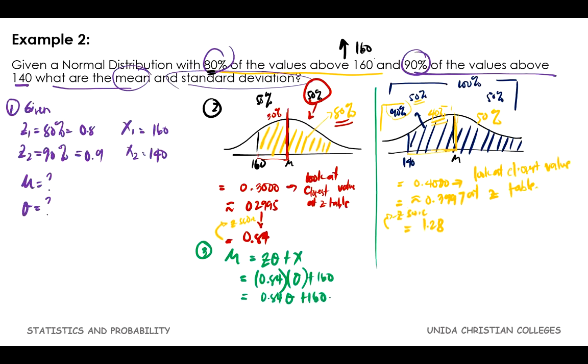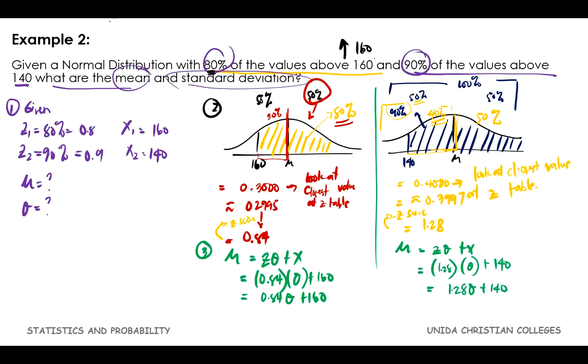Pag pinerform natin to, we will get 0.84 standard deviation plus 160. Okay, so end na tayo. Wala tayong ibang magagawa dyan. Look at the other side naman tayo. Our mean is equal to z times standard deviation plus x. Our z here is 1.28. So, wala pa rin tayong value ni standard deviation, but our x score is 140. Kapag pinerform natin yung operation na yan, we will get 1.28 standard deviation plus 140.